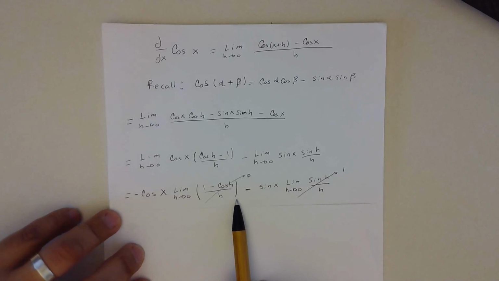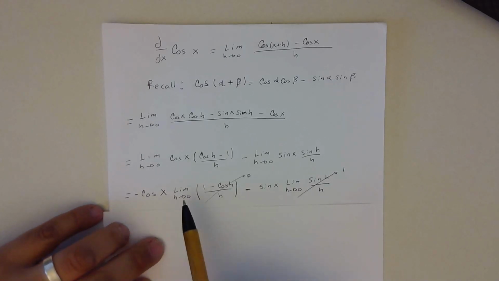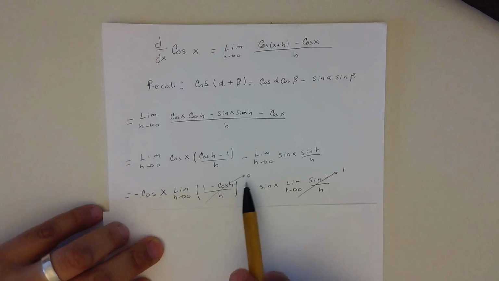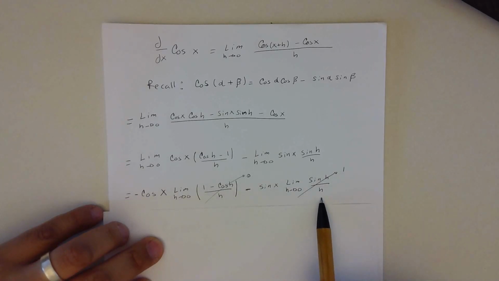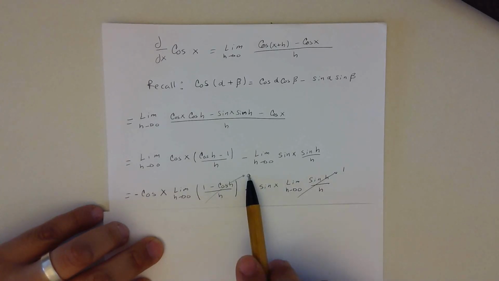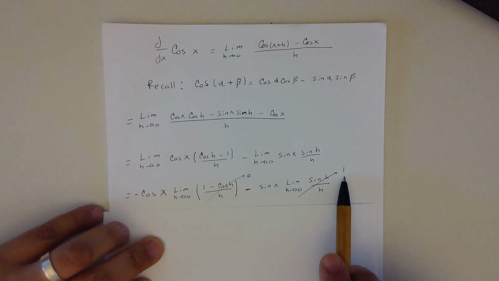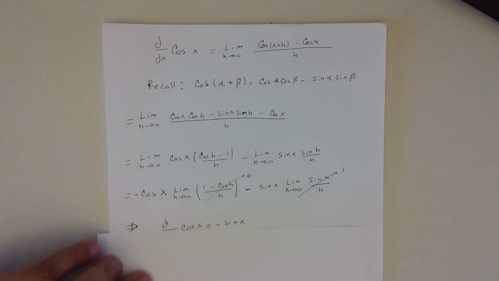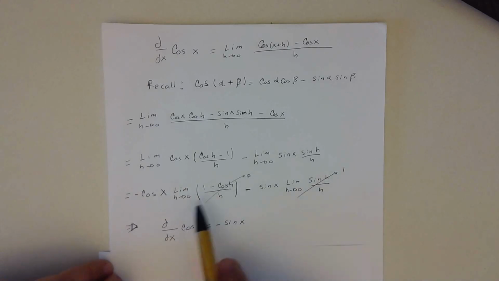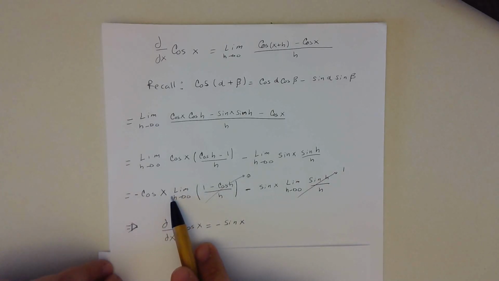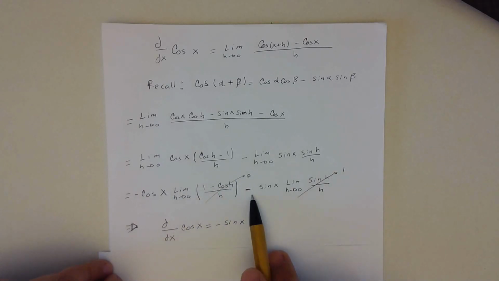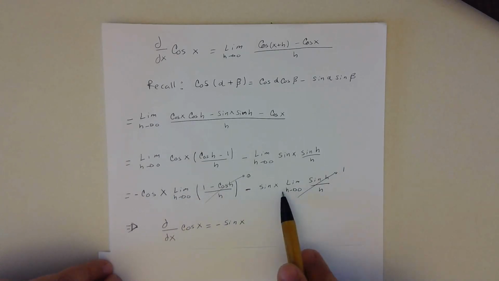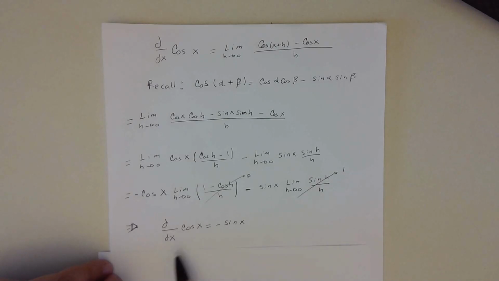We can use the squeeze theorem to obtain this. Same thing for this one. So this will tend to 0, and this tends to 1, and that is it. If this is 0, basically the multiplication of this minus cosine x by 0 is 0, minus sine x, and this is 1 multiplying by 1. Therefore, the derivative of the cosine of x is minus sine of x.